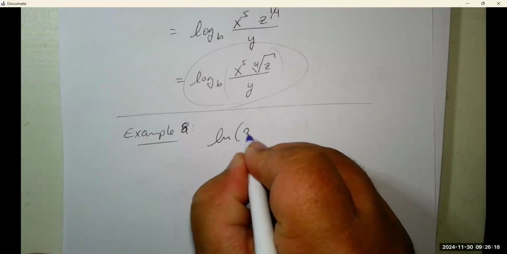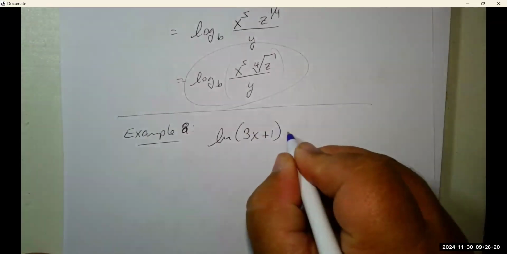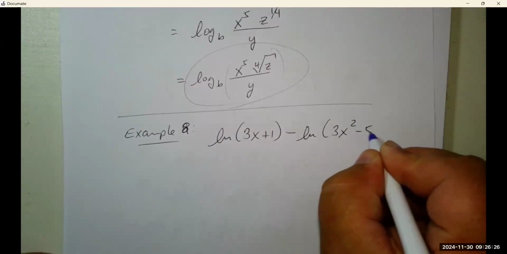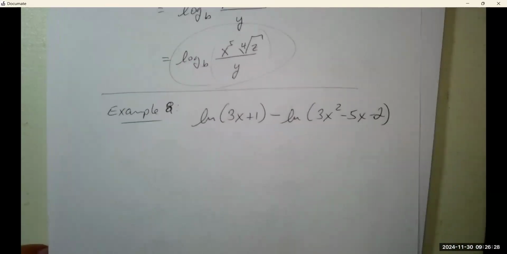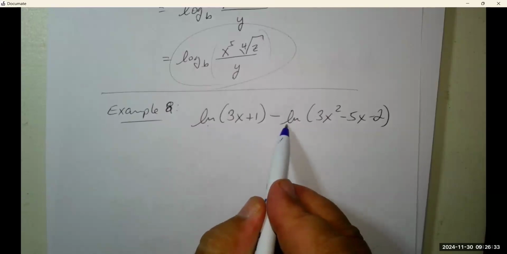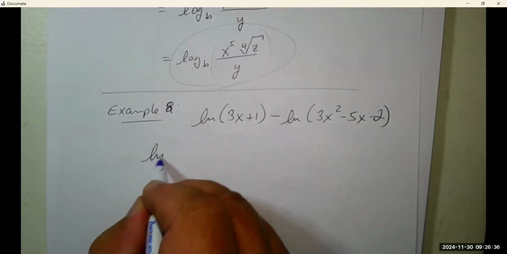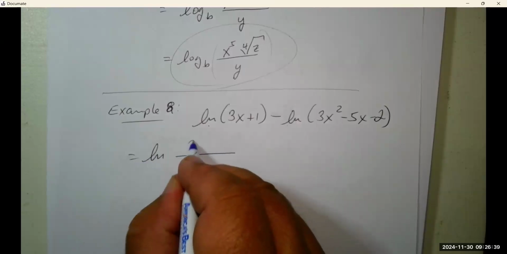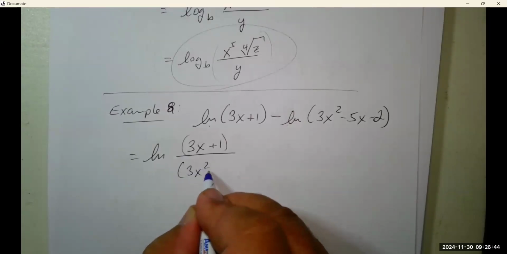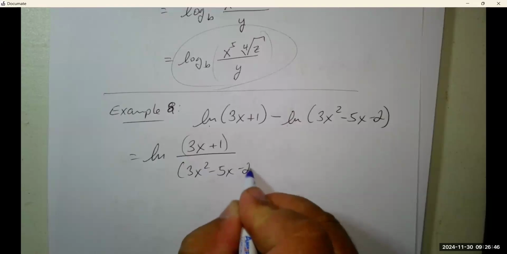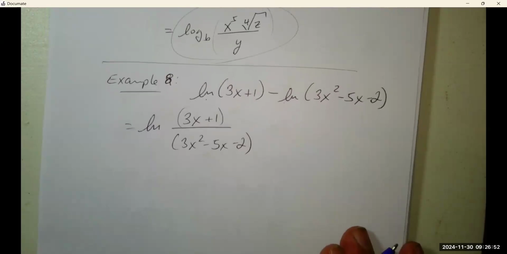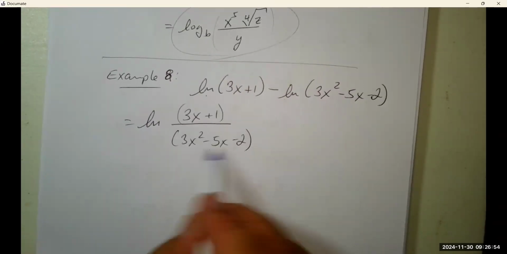ln (3x plus 1) minus ln (3x squared minus 5x minus 2). The same ln's, there's a minus, so that means we have ln of (3x plus 1) over (3x squared minus 5x minus 2). We got to simplify it even further because that's a quadratic.